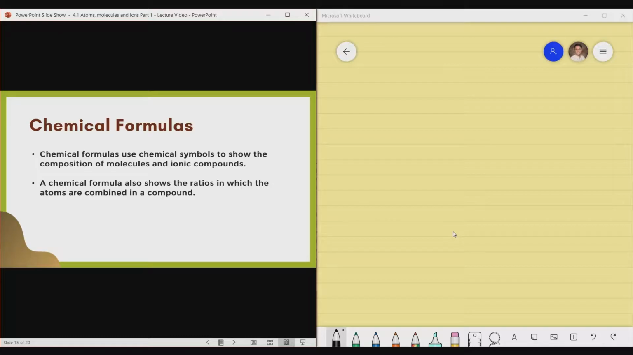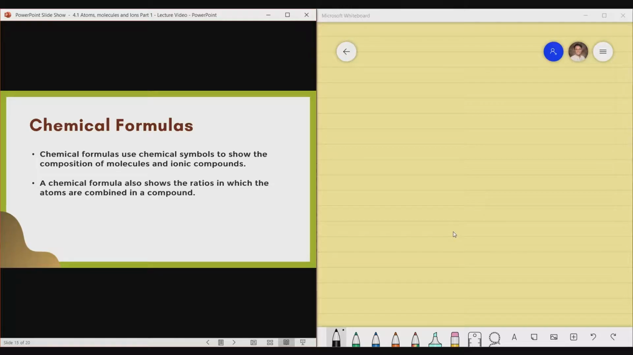At this point, we are on the last end of our discussion, which is all about chemical formulas. Now, what about chemical formulas? Chemical formulas use chemical symbols to show the composition of molecules and ionic compounds. Ibig sabihin lang po niyan, ang purpose ng chemical formula ay ipakita sa atin in symbol format kung ano yung laman or ano yung composition ng molecules at ionic compounds.